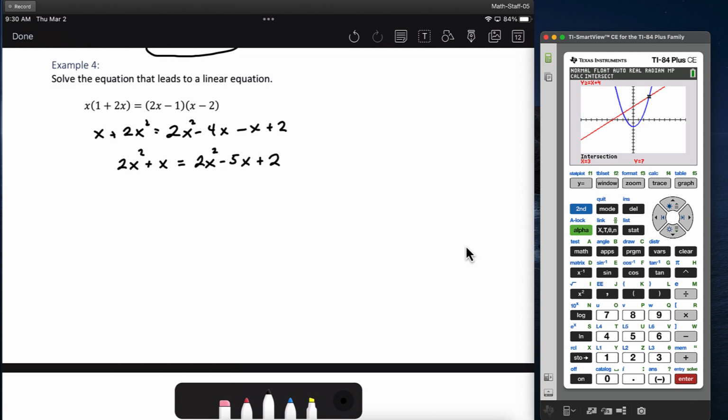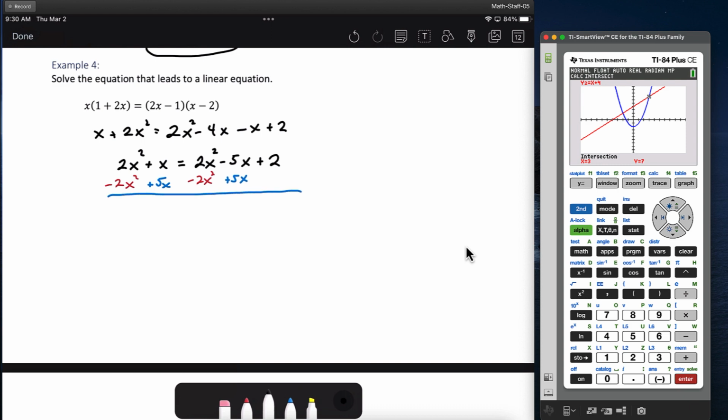Combine those like terms. Now our goal is to put all the variables on one side of the equation. Again, I prefer them on the left. So I need to subtract 2x squared. If I do it on the right, I need to do it on the left as well. Also need to add this 5x over. Again, if I do it on the right, I need to do it on the left as well.